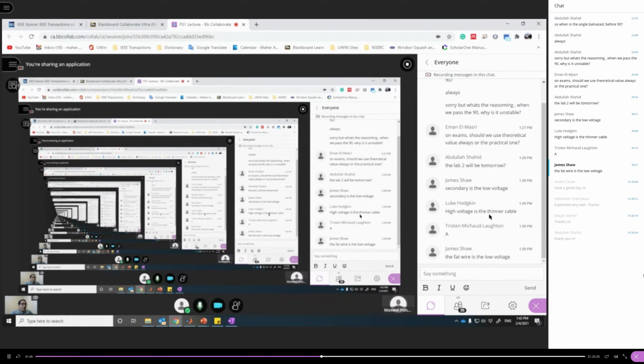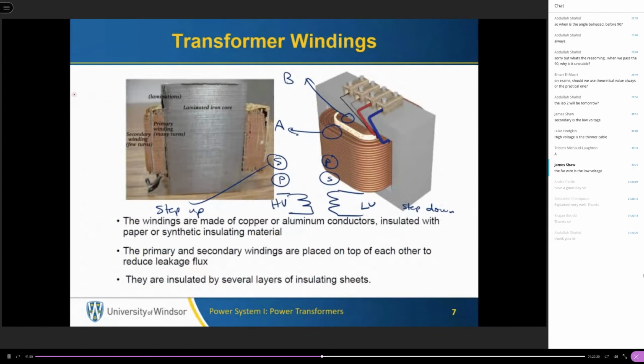The high voltage winding is the one that has a thinner cable, because when we have high voltage, the current will be low. As a result, the cross-section area of the wire will be thinner or smaller. So B is the high voltage. A, as you can see, the wire is thicker. So A should be the low voltage, because at low voltage, the current will be high.